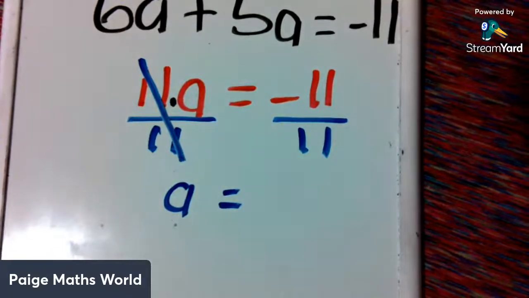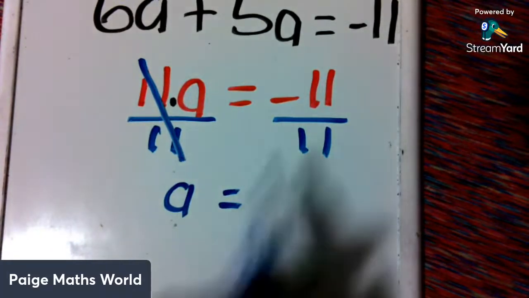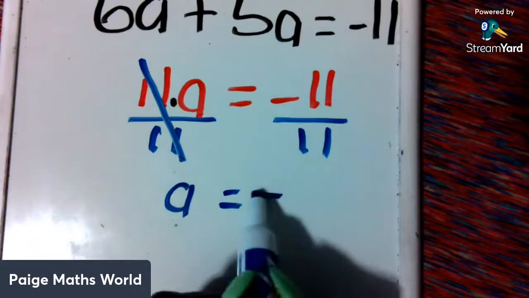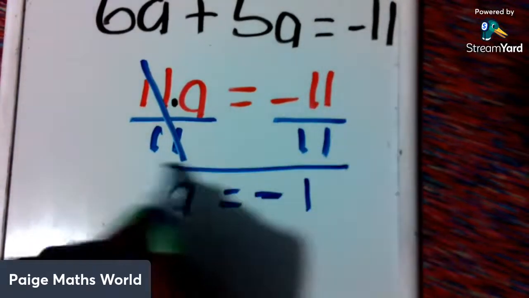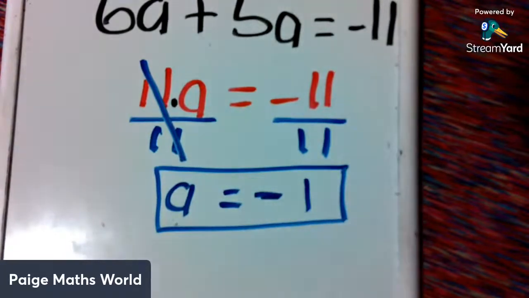And now, negative 11 divided by 11. Negative divided by a positive, your answer will have to be a negative. 11 divided by 11 is 1. And so a is equal to negative 1.